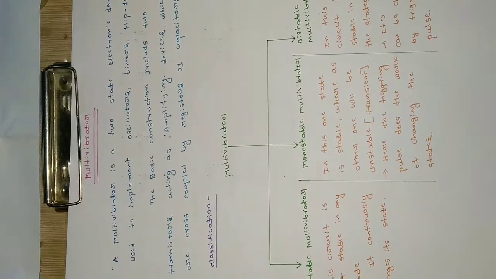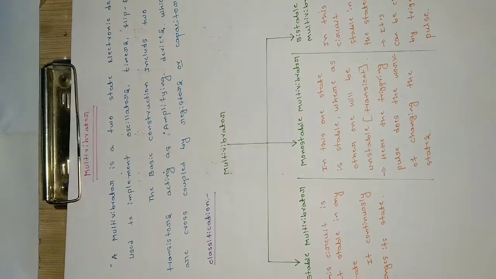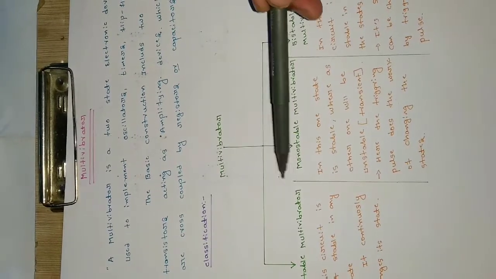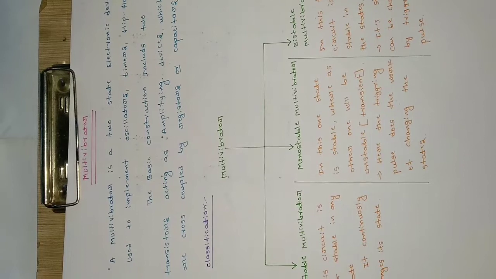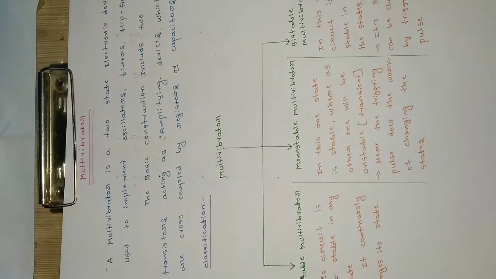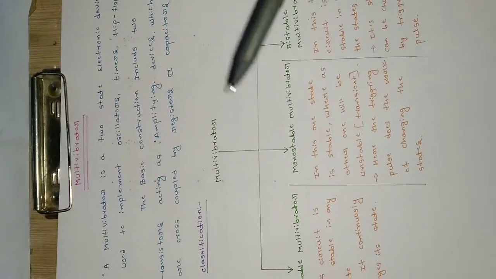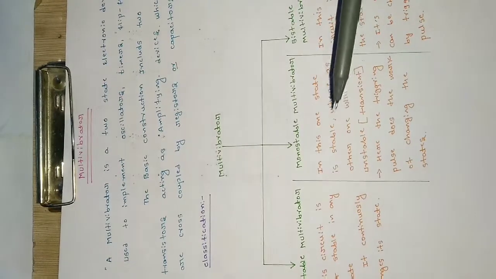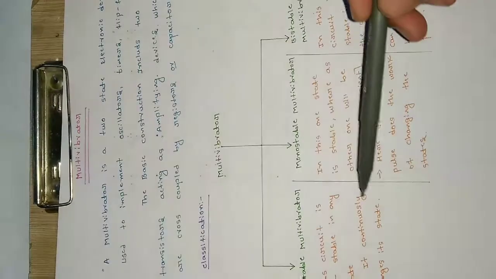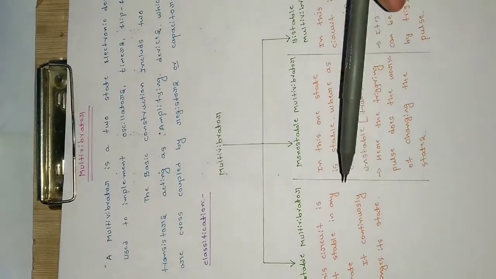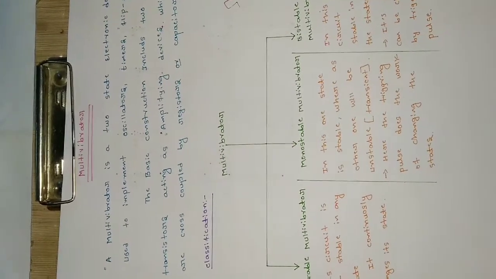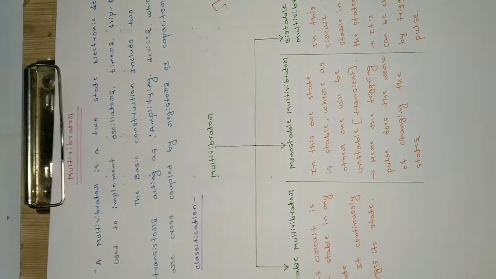Okay, so now coming to the classification of multivibrators. It has three types in it. The first one is astable multivibrator, then second comes monostable multivibrator, and the third one is bistable multivibrator. So let us see what is meant by these individual multivibrators. First, astable. This circuit is not stable in any state, so this circuit has got no stable state. Its output will be always changing, so it will be something like this. It is always changing output, so it is called an astable multivibrator.